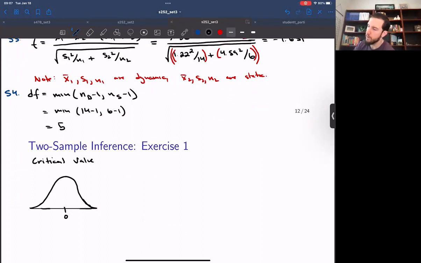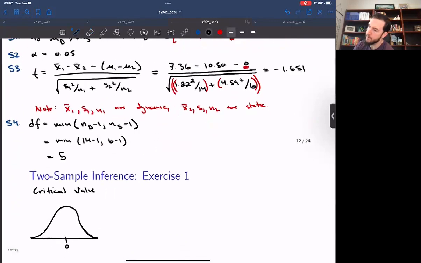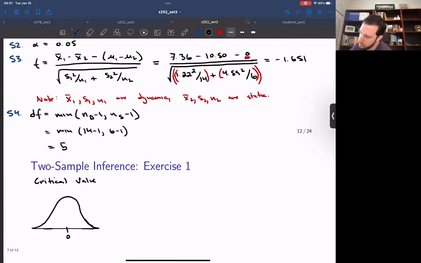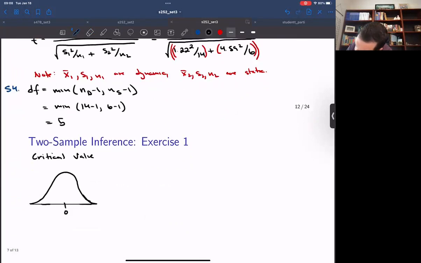Okay, so we are running a lower tail test at the 5% significance level. So we are going to have a critical value, negative t alpha, degree of freedom. So we don't divide by 2 here because it's a one-tail test. So we're putting all of the area into the lower tail.